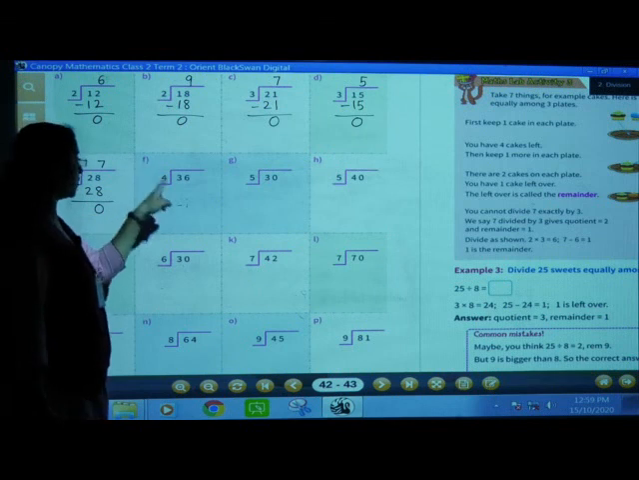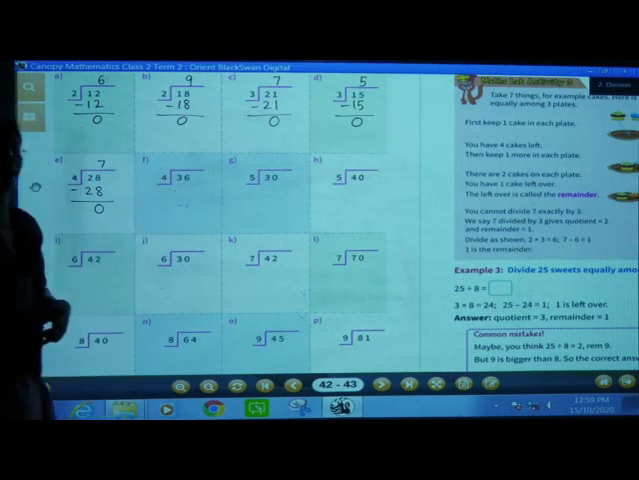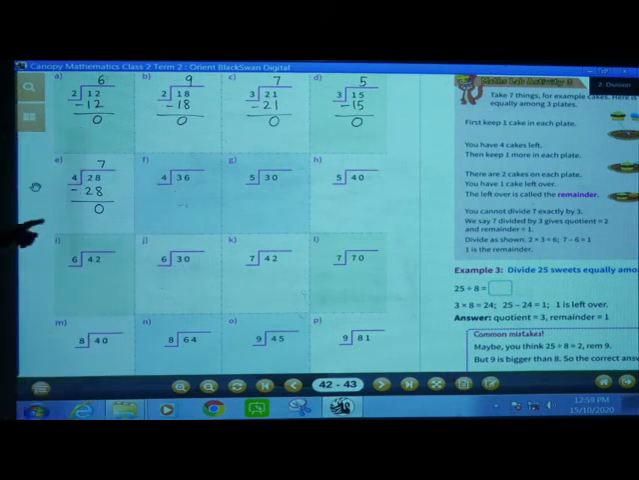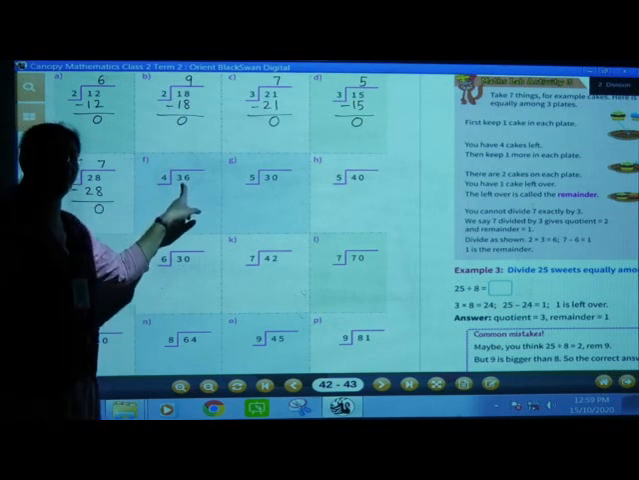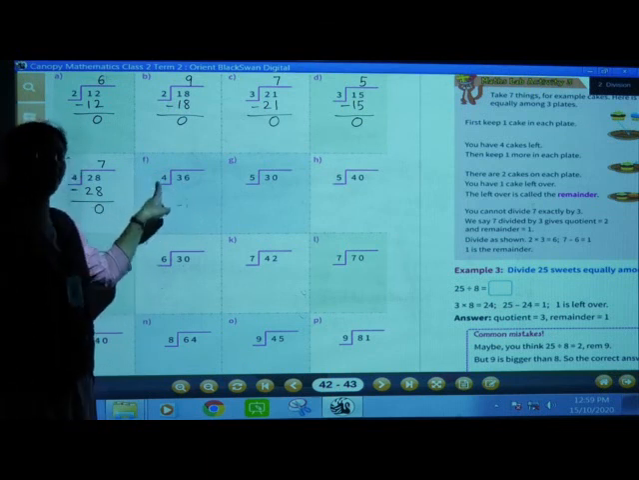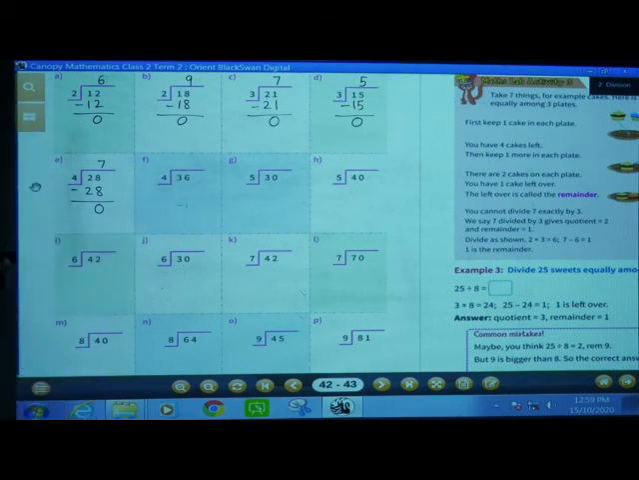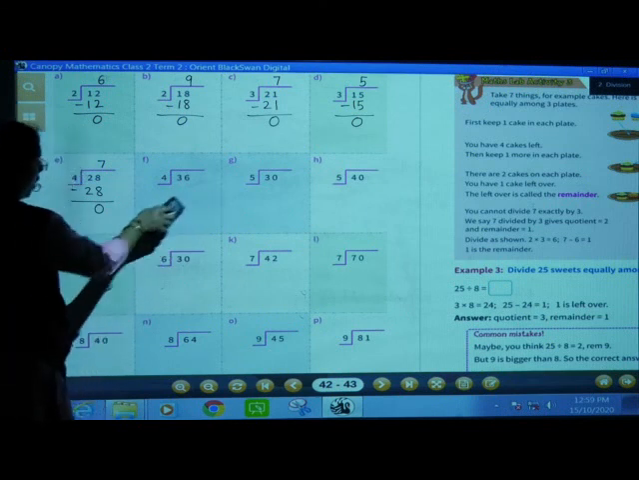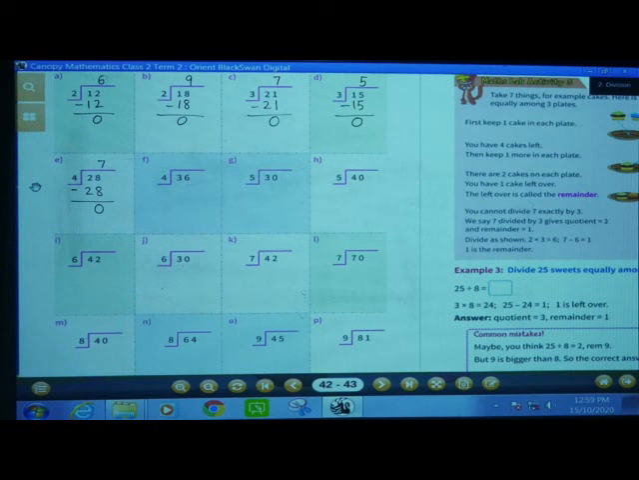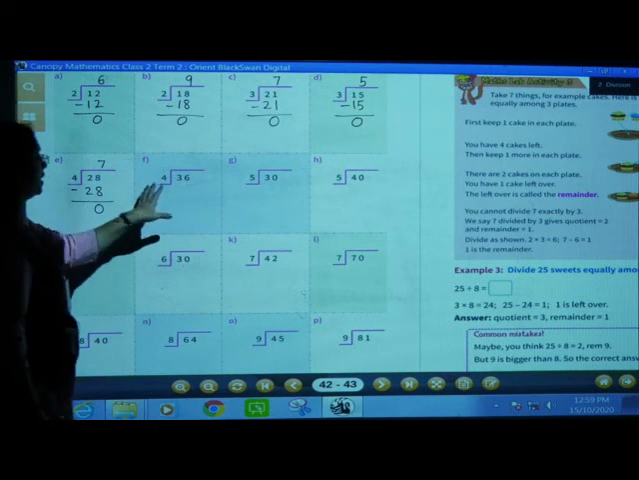Next, F number, 36 divided by 4. Here 36 is the dividend, 4 is the divisor and we have to find out the quotient. So, say the table of 4 till we reach 36.